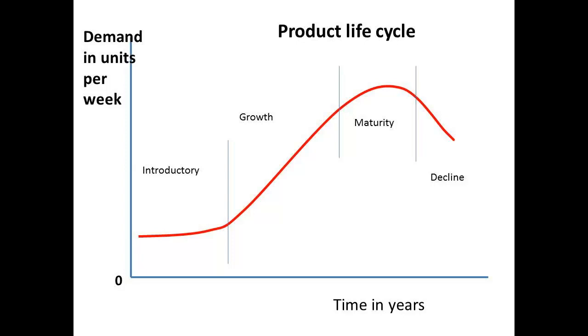The general pattern expected for a good X is that there will be an introductory period when demand slowly increases, followed by a sharper growth period. Then the demand will peak at maturity and subsequently will fall off.